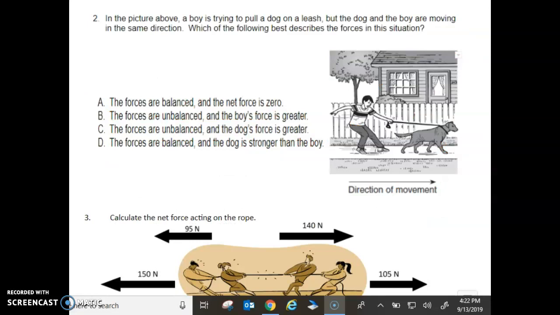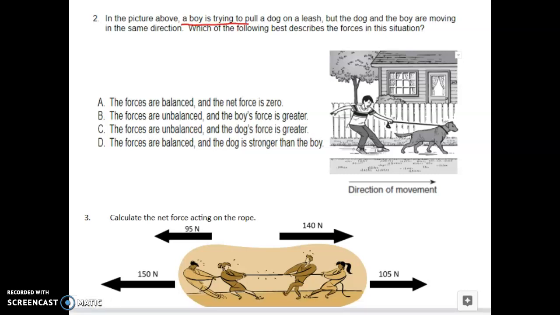Number 2, in the picture above, the boy is trying to pull a dog on a leash. Okay, he's trying to pull a dog on a leash, but the dog and the boy are moving in the same direction. So I see this right here. It says direction of movement. So already, if they're moving in that direction, then I know that this guy is stronger. And if they're moving and he's trying to pull back, then already it's due to an unbalanced force. But the dog and the boy are moving in the same direction. Which of the following best describes the forces in this situation?